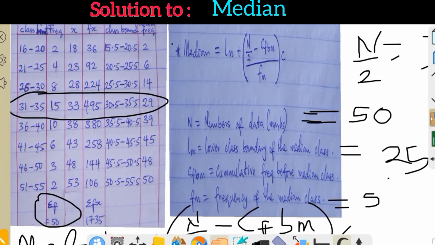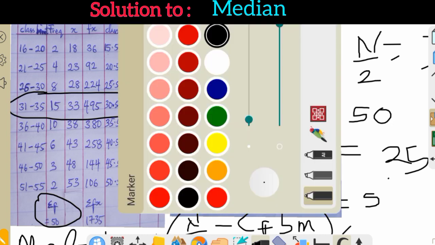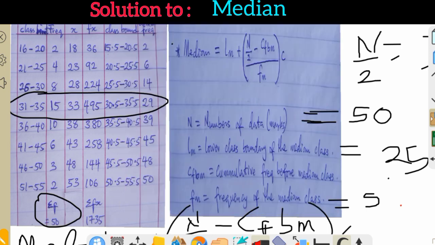Let's see if there's something I've not done yet. There's something I've not done here, and that is the cumulative frequency before the median class. What is the cumulative frequency before the median class? Let me use a different color pen to highlight it. That is going to be this one. This is the cumulative frequency before the median class. That is 14. Everything is set. Let's put them in.